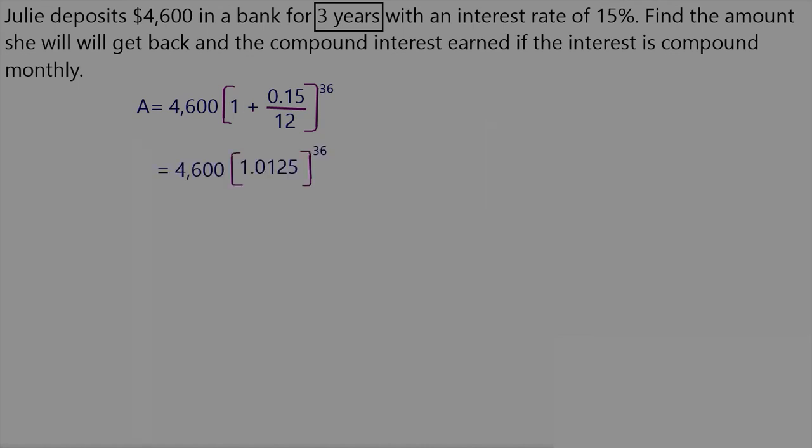Working out the bracket, we get 1.56 if we keep our answer in 2 decimal places. 4,600 times 1.56 equals $7,176.